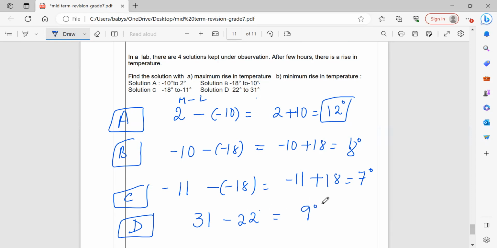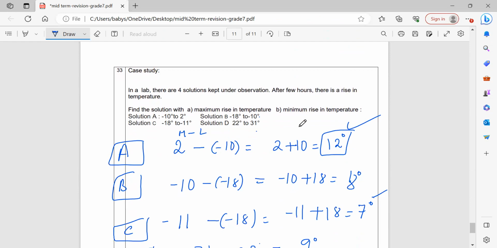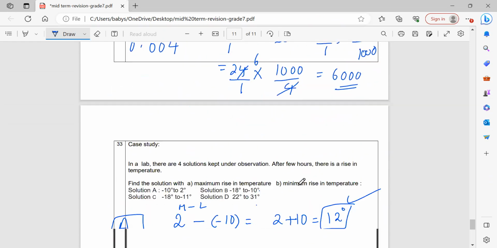So in which solution is there a maximum rise in temperature? If you look, it is 12. That is solution A. 12 degrees rise, which happens in A. Minimum rise in temperature has happened in solution C. Okay, so you need to know how to perform subtraction of integers, addition of integers. The rise means how much it has increased. Higher temperature minus lower temperature. So I hope up till here it has been clear.